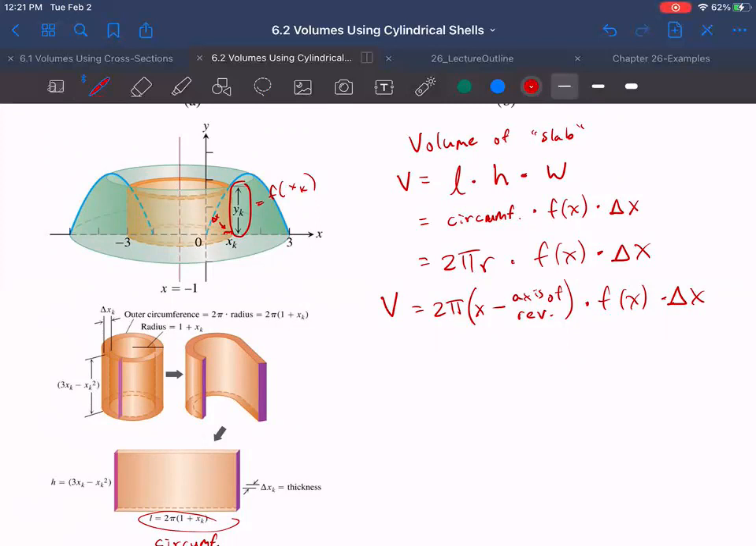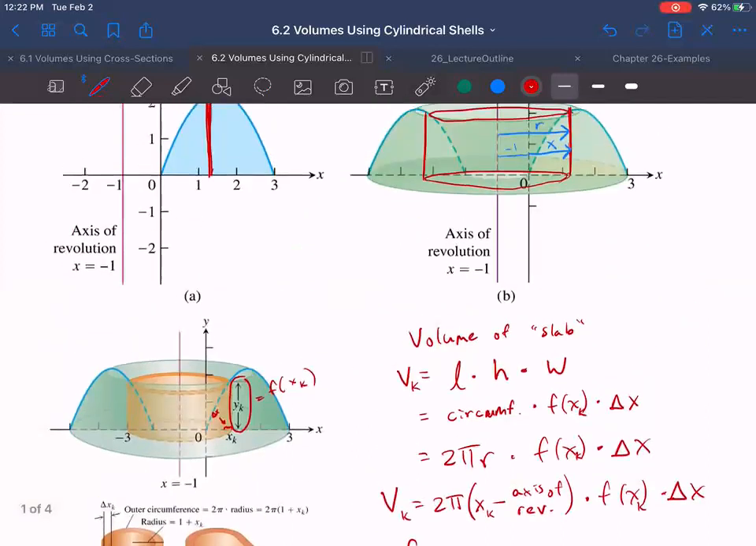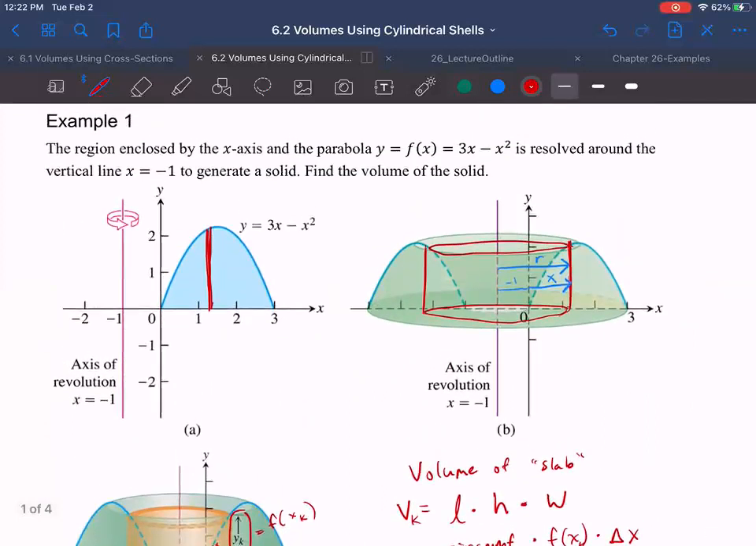So that's the volume of the, let's call it the kth one, sub k. And then the total volume is going to be, we're going to integrate from, where are we going in x? We're starting with our first cylinder down here at 0, cylinder, cylinder, cylinder, all the way up to 3. Good. So 0 to 3.